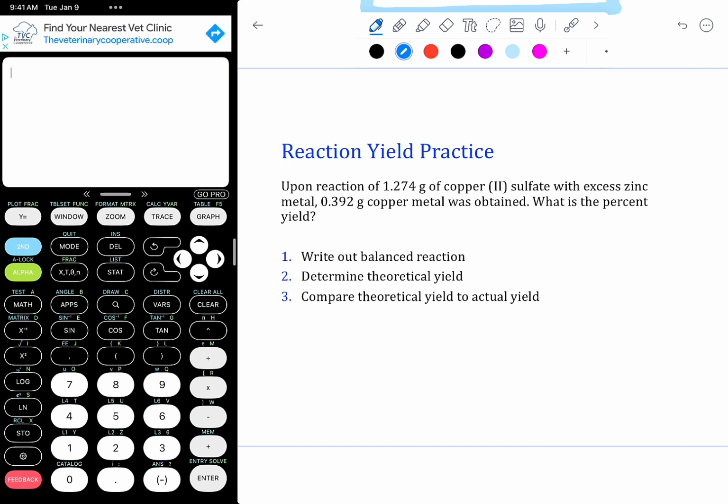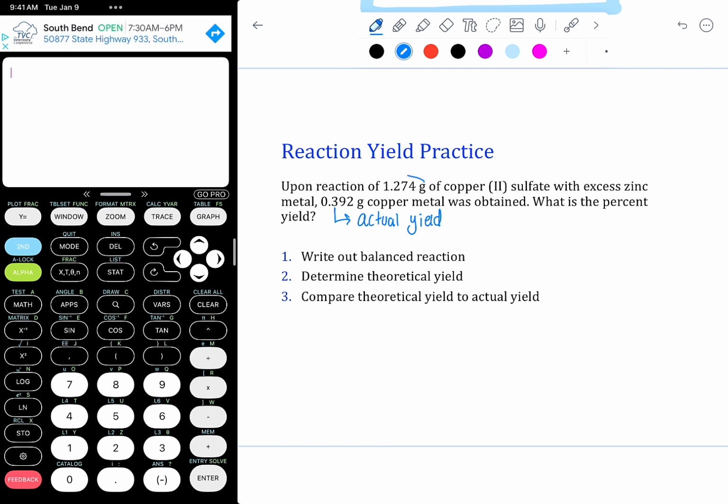0.392 grams of copper metal was obtained. What is the percent yield? So I reacted 1.274 grams of copper sulfate, and then I got out 0.392 grams of copper metal. So the 0.392 is my actual yield. Whatever the student or the chemist gets out from that reaction is the actual yield.